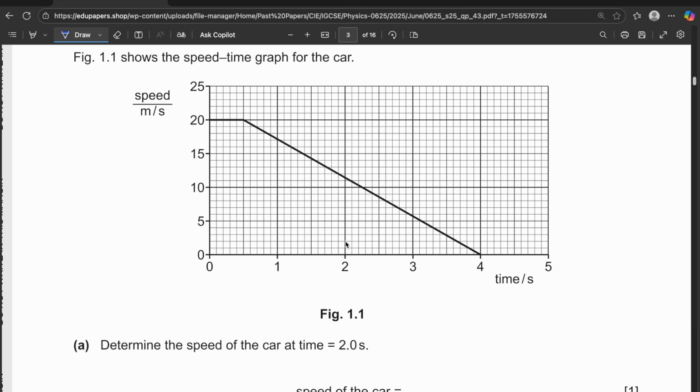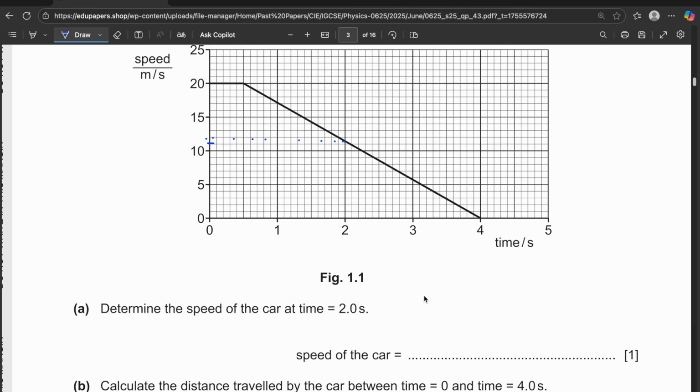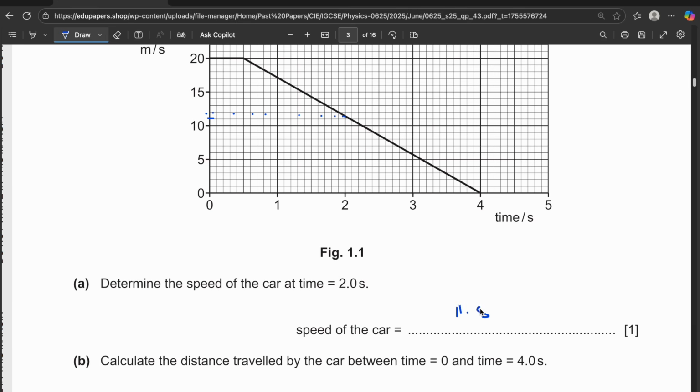So you can just look at the graph, 2 seconds, trace it like this. And this is 11, 12, so 11.5. Don't forget the units, meters per second.